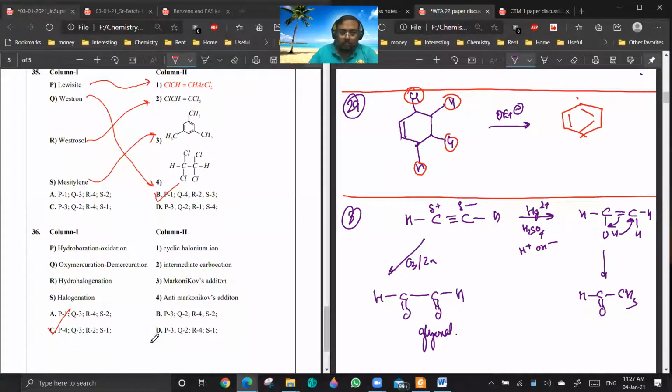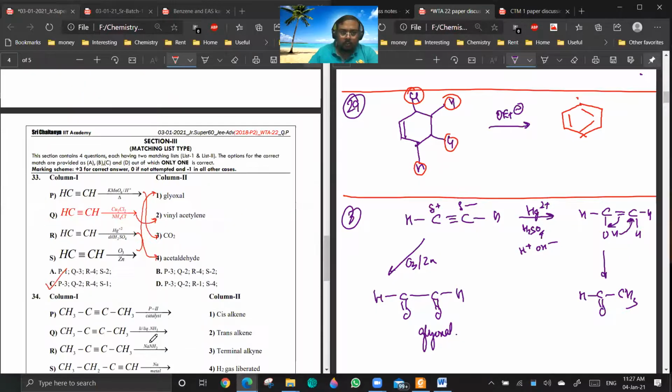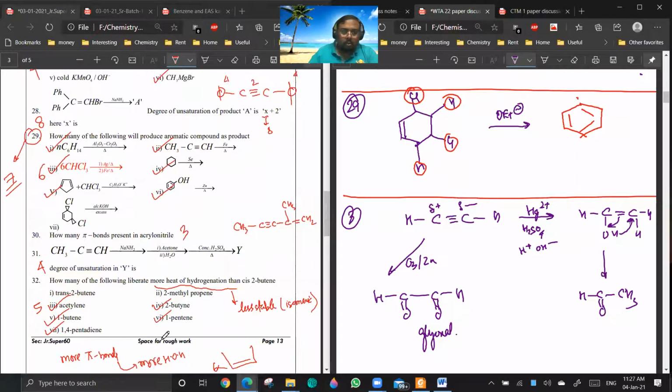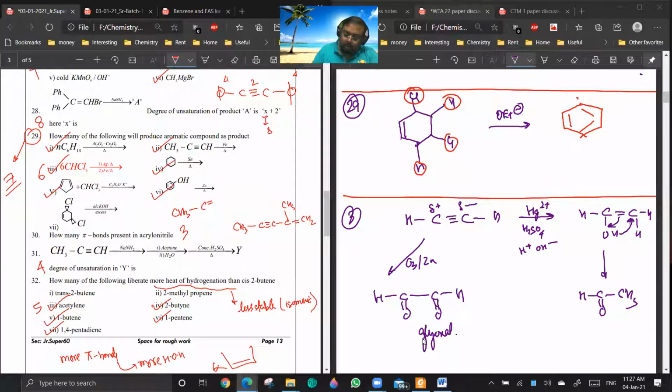Sir, for 30th question, can you draw the structure? Acrylonitrile is vinyl cyanide: CH2 double bond CH single bond C triple bond N. So the number of pi bonds is 3. Is it clear? Yes, sir. Okay.